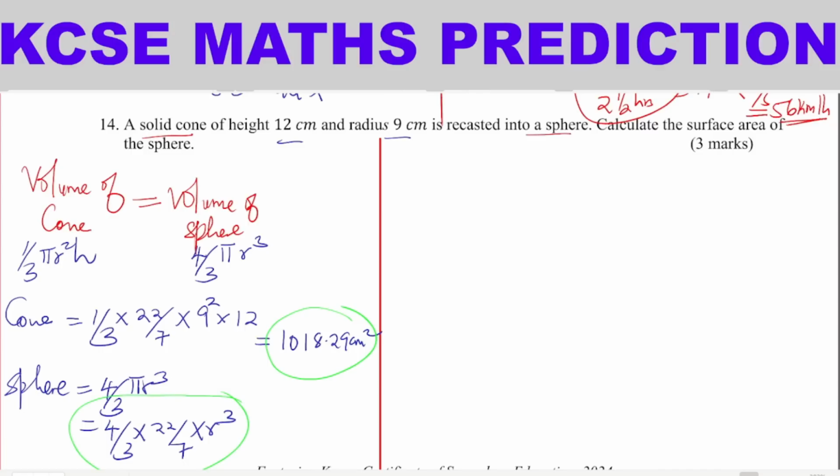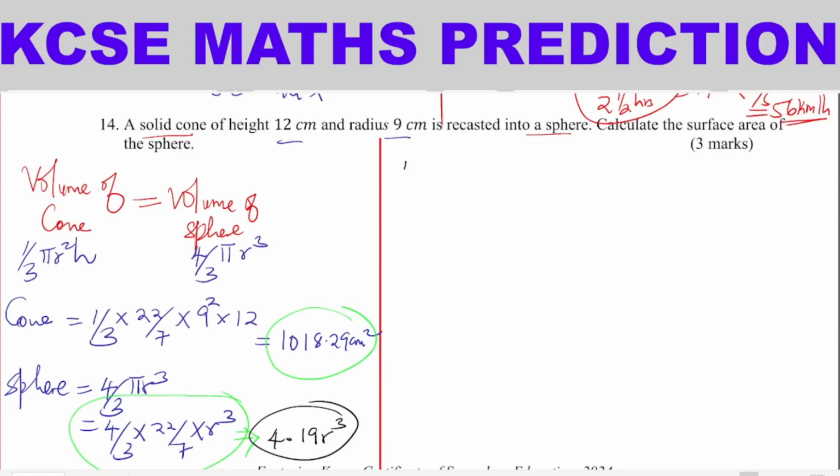So let me do that. You can simplify this one further. 4/3 times 22 over 7. So you can work that out, and when you work out 4/3 times 22 over 7, that will give 4.19 radius cubed. So we need to equate the two.